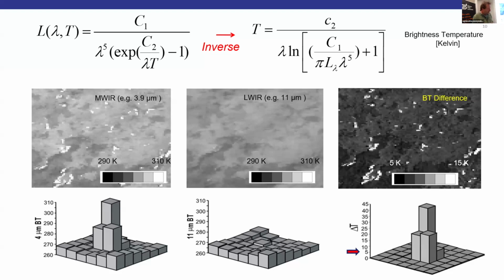And it's generally done in brightness temperature space, so showing that along the bottom there. So you just take the inverse Planck function to convert your radiances to brightness temperatures, take the difference, and the fires stand out like a sore thumb.